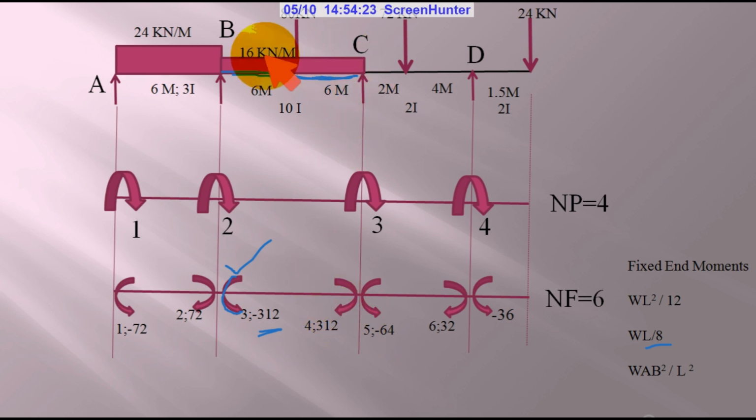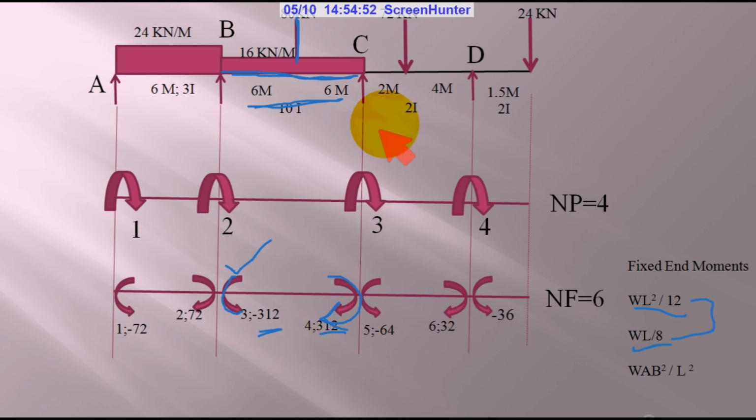At this end, WL square by 12, that is 16 multiplied by 12 square divided by 12, plus you have to add because of this concentrated load WL by 8, that is 80 multiplied by 12 by 8. When you will add these two, you will get 312. This side clockwise fixed end moment, that is 312.